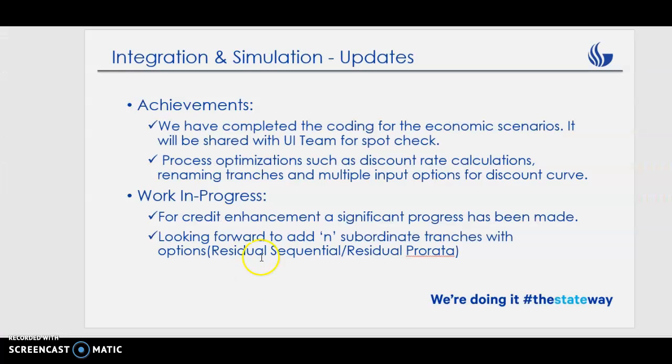So in the past 3 days, we have completed the coding for the economic scenarios. Now it will be shared with the UI team for the spot check. The second thing we did was process optimization. This was done for discount rate calculations, auto renaming tranches, and two input options for discount curve. Okay.